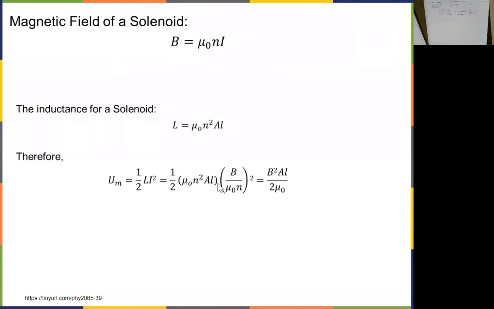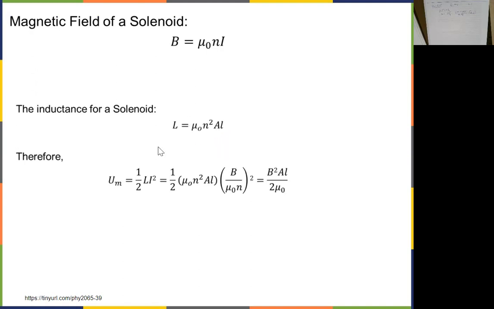All right. So next we will be taking a close look at the energy stored in the magnetic field of the solenoid. The magnetic field of a solenoid is given by mu naught times n times I. You can calculate this by using Ampere's law. And we saw this earlier, but the inductance for the solenoid is going to be mu naught n squared A L. I think we saw this in section 2.